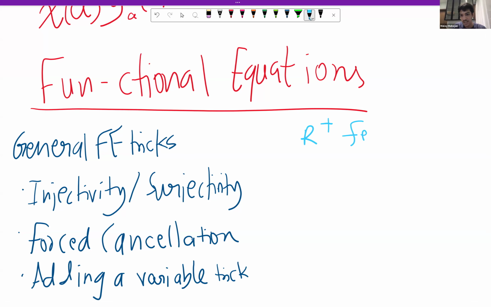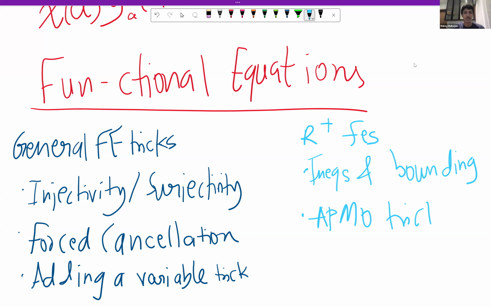for R plus FEs. The first and foremost, as I said before, is unique and bounding. When I say this, we won't be doing AM-GM, Cauchy-Schwarz, and so on. We would just be doing f(x) greater than or equal to x and so on. Then there is something called the APA mode trick, and I'll have to give an example. I'll have to do the trick. And there are two more important ones, which unfortunately I won't be doing in today's class.